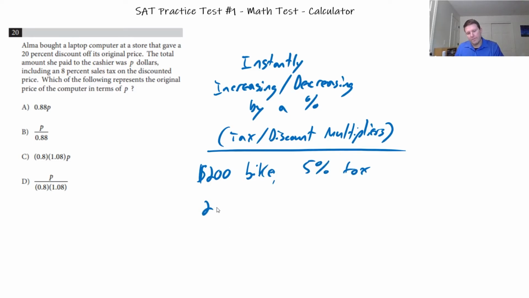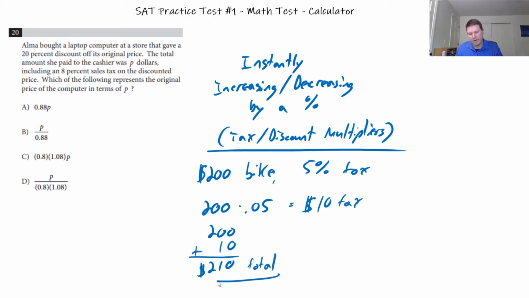So a lot of people, if I asked for the final price, would say 200 times 0.05 gives me $10 in tax, which I would then add to the $200 bike. So $200 bike plus the $10 tax gives me $210 total, okay? And this is correct, but for problems like 20, you need to be aware of this shortcut that I'm going to show you called a tax multiplier.